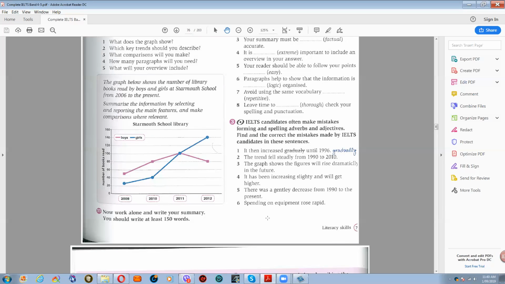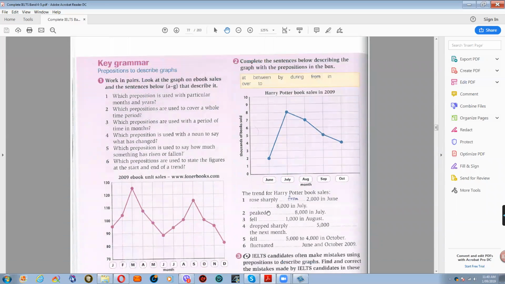Number 4. Increasing slightly, not slightly. Slightly, yes, definitely. Number 5. There was gently. Gentle. Gentle? Yep, drop the Y. Okay. And number 6 is rapidly. Rapidly, yep. Okay.